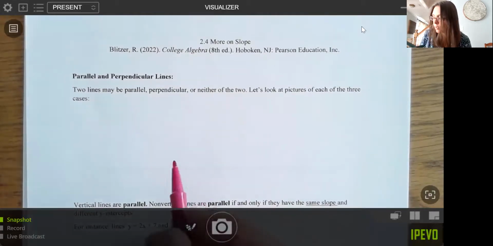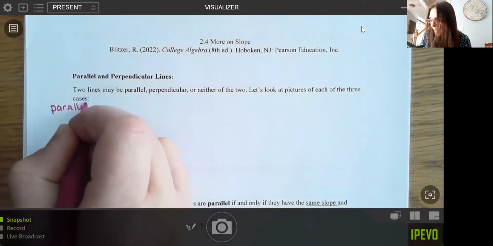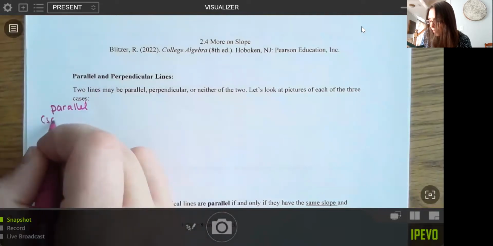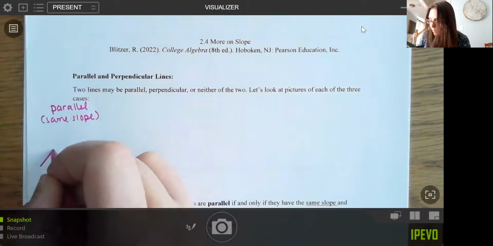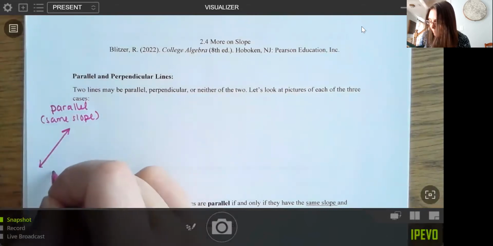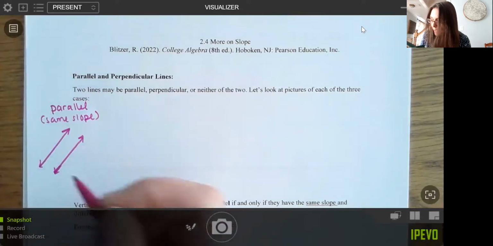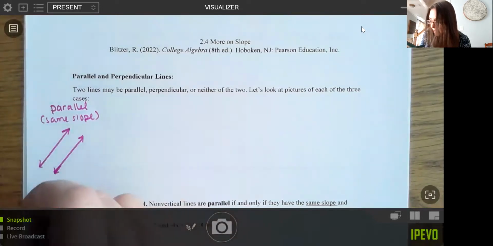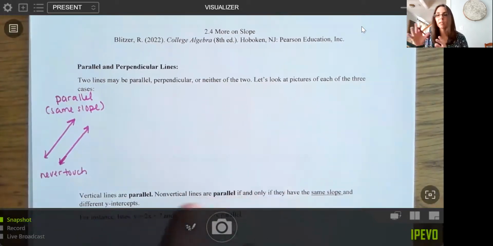For the first ones, two lines are parallel if they have the same slope. So for instance, they could look like this. Now what you're going to notice is that they never touch or intersect. So they will never touch. They have the same exact slope and they are parallel lines.